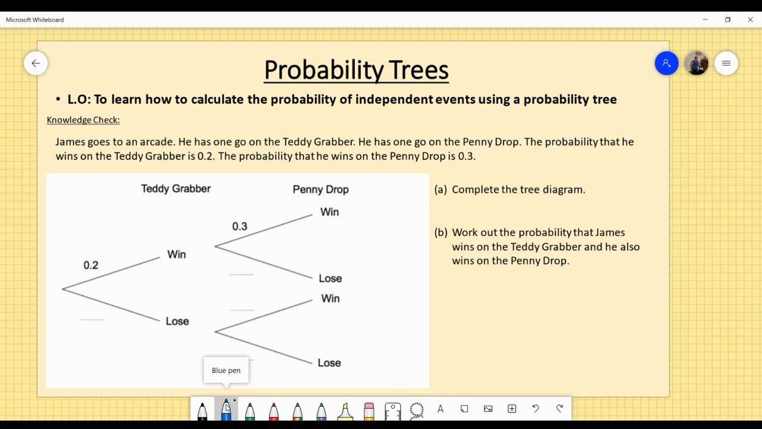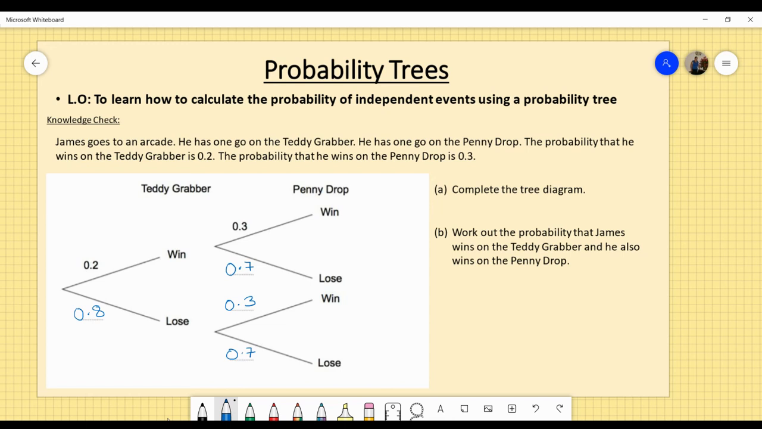So with every probability tree question, the two branches will always add up to make 1. So the probability of winning on the teddy grabber is 0.2. Therefore, the probability of losing will be 0.8 because they add to make 1. And this set of branches is all about the teddy grabber. Then this set of branches is about the penny drop. So we know the penny drop probability of winning is 0.3, and the probability of losing then, because it adds up to make 1, is 0.7. And then those probabilities will be repeated down the bottom as well. So 0.3 for win on the penny drop and 0.7 for losing on the penny drop.